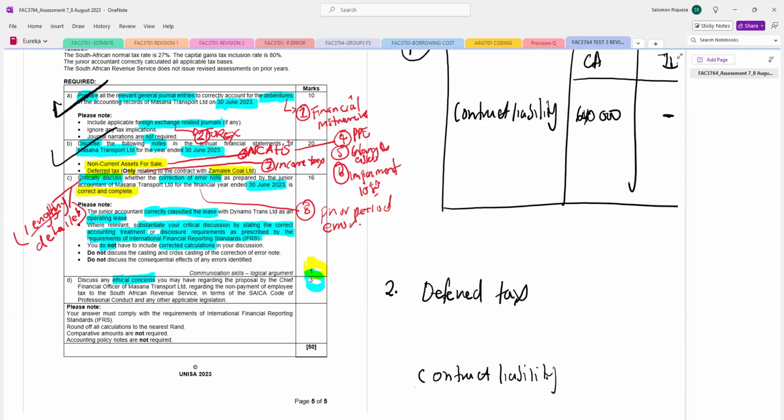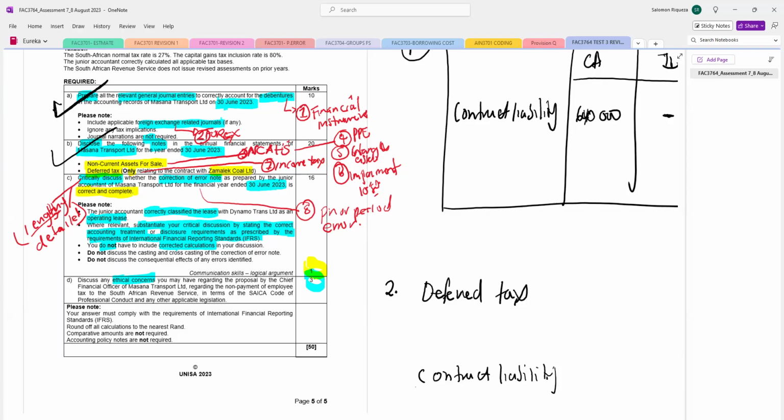So here we're looking at the prior period error, right? So we are looking for two things. Is it correct and is it complete? By complete, we are looking for things that are omitted. We are looking for things that are missing. By correct, we are checking what was done to see if it was done correctly according to the principle. Then it says the junior accountant correctly classified the lease with Dynamo Trans Limited as operating lease.